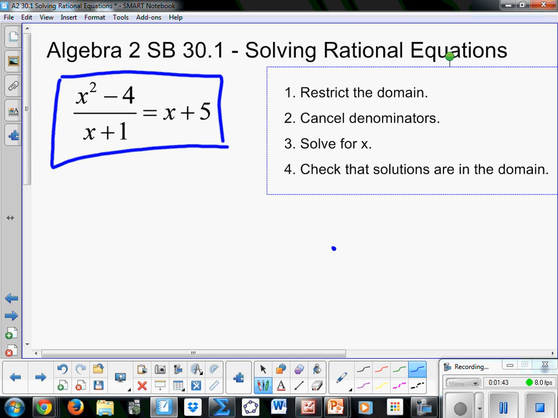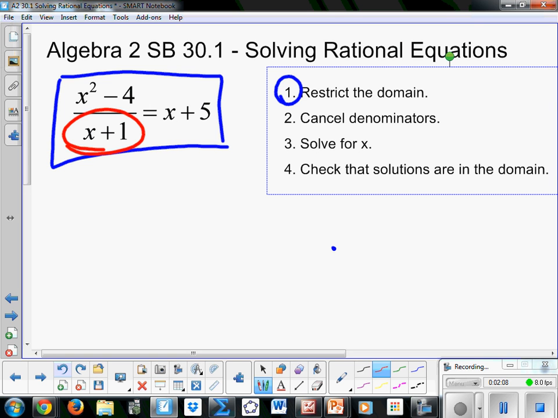So first of all, we're going to restrict the domain, just so that we have that out of the way. We don't forget to go back to our original equation and figure out which values of x are going to make any of our denominators equal to 0. So our right-hand side is like x plus 5 over 1. So we don't really have to worry about restricting our domain on that side. But over here, we do have to deal with this x plus 1.